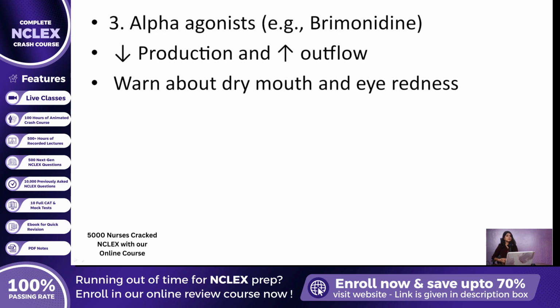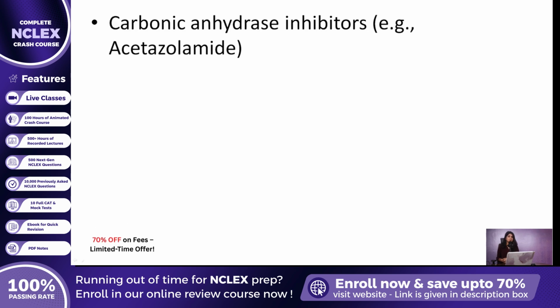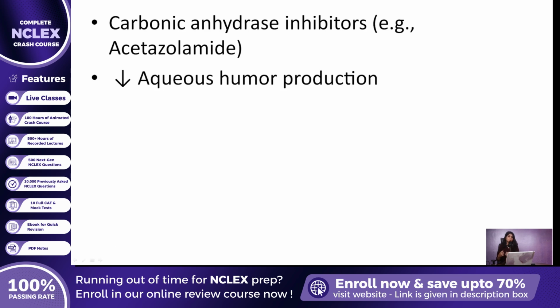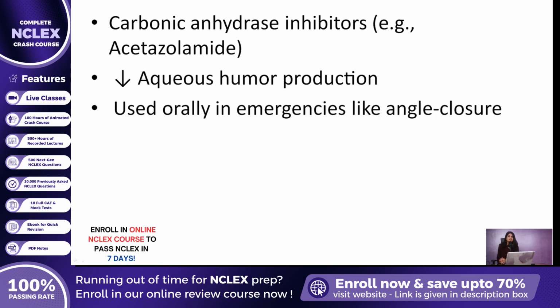Moving forward, let's talk about carbonic anhydrase inhibitors. And the name to know here is acetazolamide. These drugs also reduce the production of aqueous humor, just like beta blockers. But here's what makes them unique. They're usually given orally, and they are especially helpful in emergency situations, such as acute angle closure glaucoma.